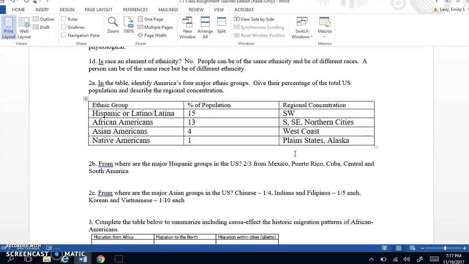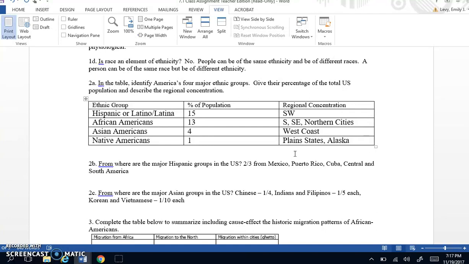Race really is not an element of culture either. People can be of the same ethnicity and be of different races. So a person could identify as German but be white or black. A person can be of the same race but be of different ethnicities.